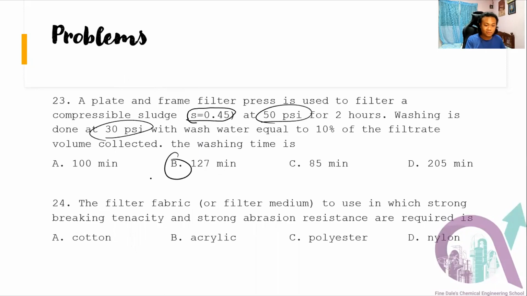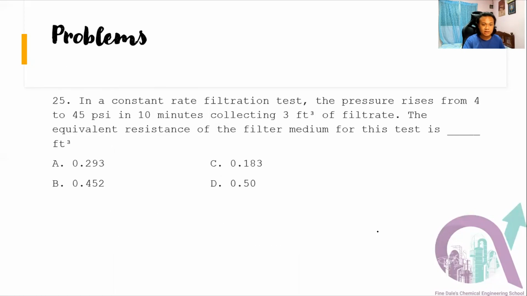Okay, and then 24, so the filter fabric or filter medium to use in which strong breaking tenacity and strong abrasion resistance are required is, so what do we use? You have to use nylon. Okay, nylon, because this is the strongest of them, I think. Yeah, it's nylon.